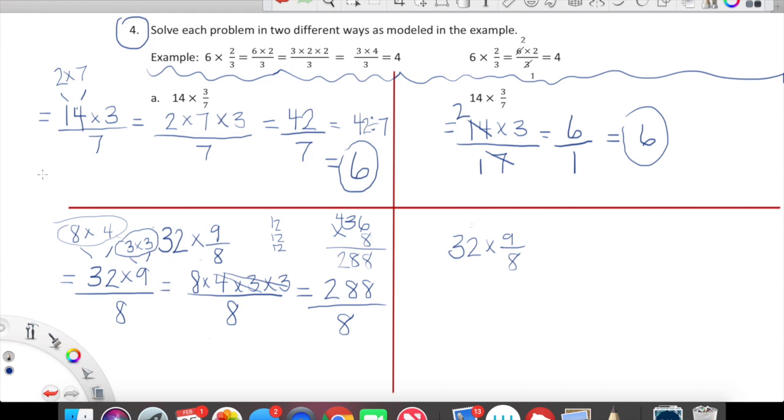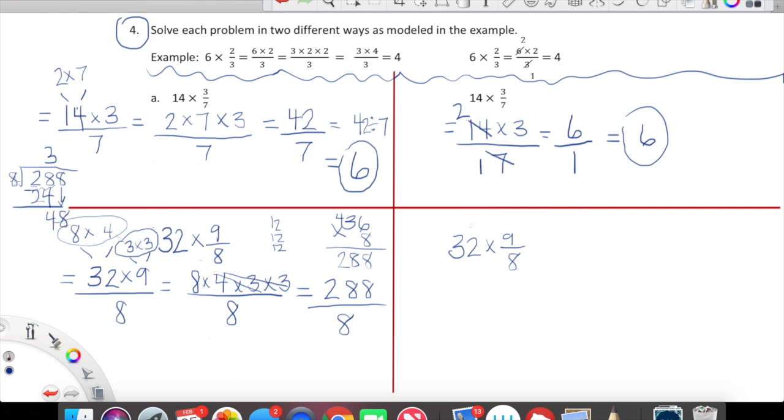Let's check out what 288 divided by 8 is. Okay, using long division. 8 goes into, let's look at this 28 first, 3 times with some left over. 3 times 8 is 24. The difference between 28 and 24 is 4. I'm going to bring down that 8.